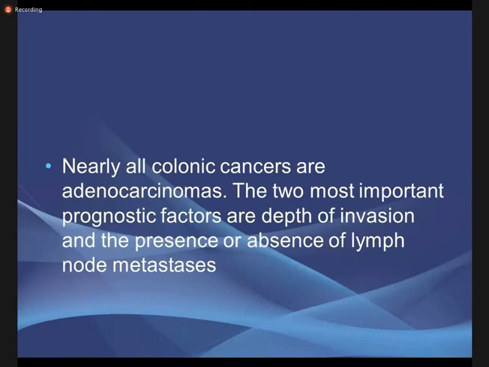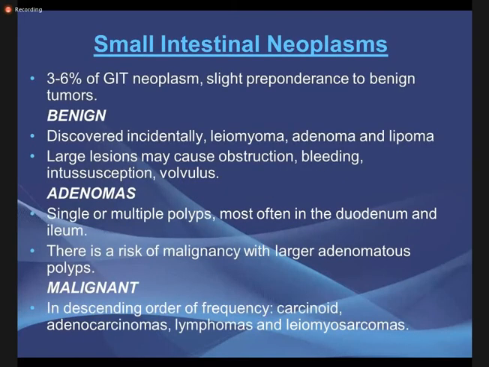And nearly all colonic cancers, around 80 to 85%, are adenocarcinomas. The two most important prognostic factors for the adenocarcinomas are the depth of invasion and the presence or absence of lymph node metastasis. So this is about all adenocarcinomas. Now the small intestinal neoplasm. Up till now we have done with the tumors of the large intestine, now the small intestine.